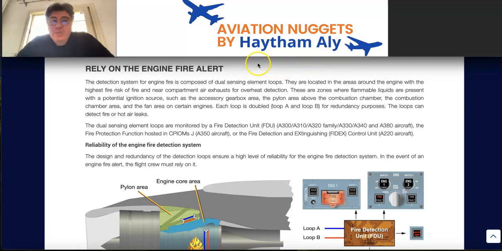Today we are going to continue with part 3 from the article related to a great advice to my fellow pilots and my fellow aircraft maintenance personnel. Don't wait to apply the engine fire procedure after you receive an engine fire ECAM alert, red ECAM alert.